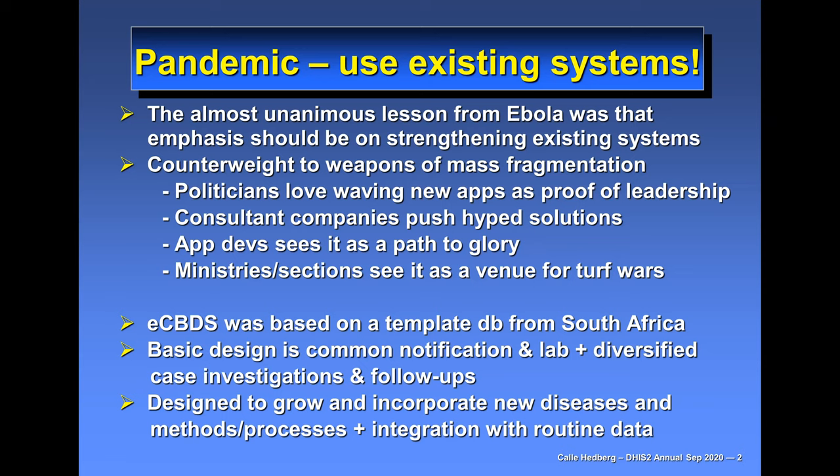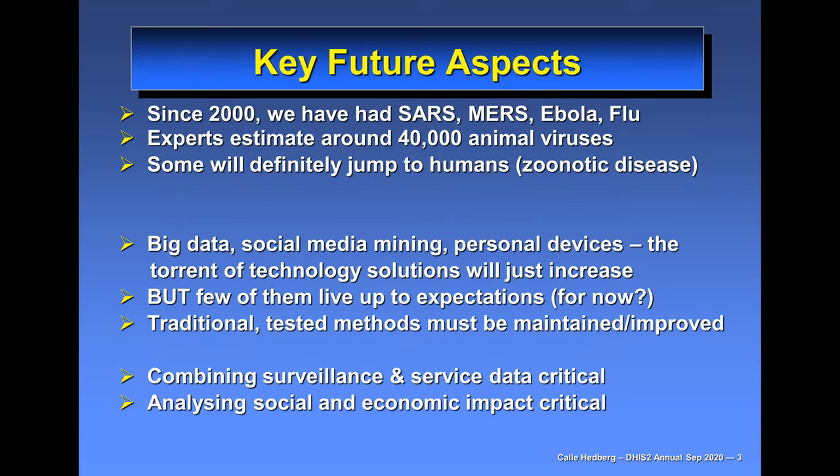So it was designed to actually grow over time, because we know that since 2000, we've had SARS, MERS, Ebola, swine flu, a range of zoonotic diseases particularly, but new diseases. And we know experts estimate there's around 40,000 viruses in the animal world. Some of them will definitely jump to humans, become zoonotic diseases. So it just doesn't make any sense that with every new such zoonotic disease, we end up having to create a new set, new databases, new tools, new everything.